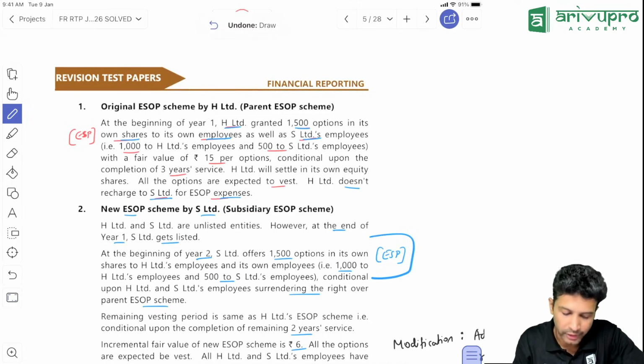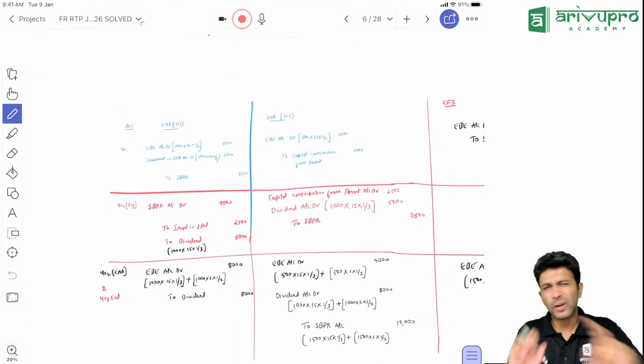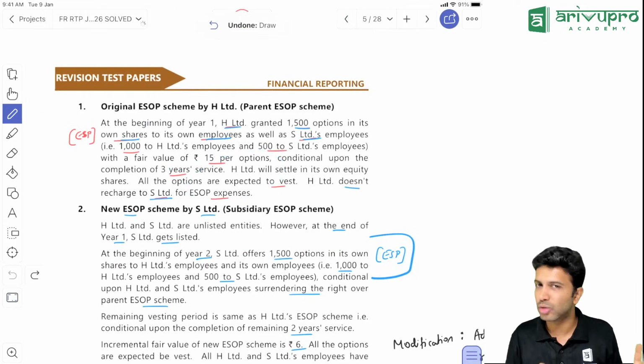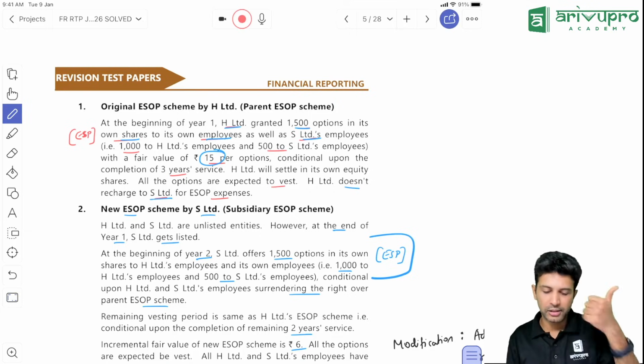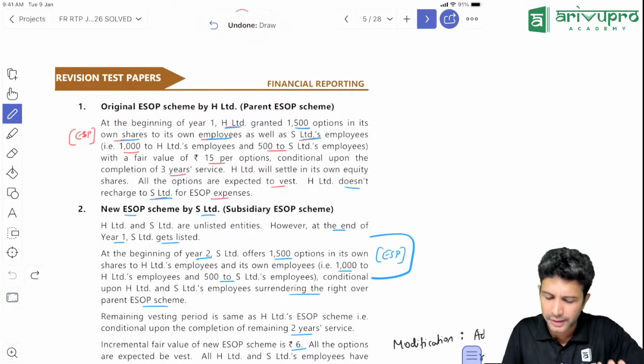Alright. Now what is the entry? This is the first year, pretty basic. We don't have to put up any change in expense because all the options are expected to vest. So it is straightforward. The loss you'll have to book is 15 on one option, on 1,500 options you need to book the loss. So it's a pretty straightforward calculation.